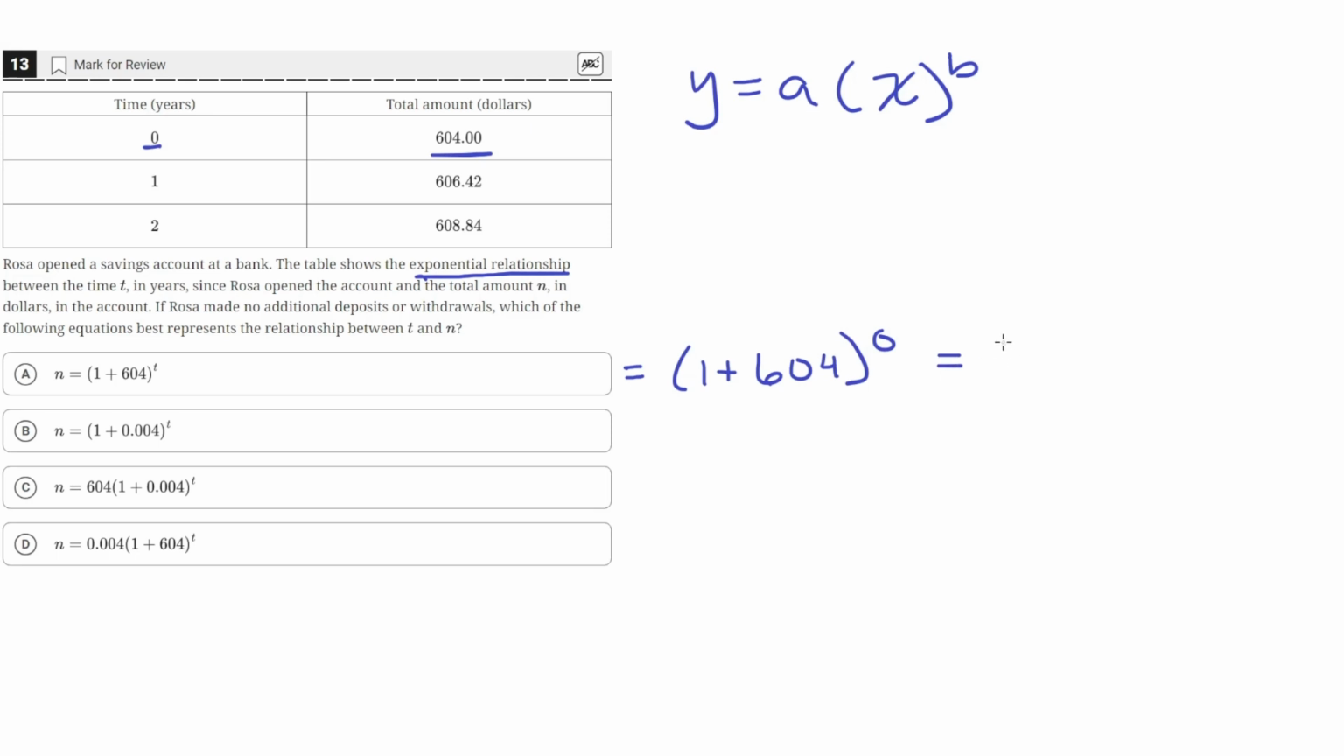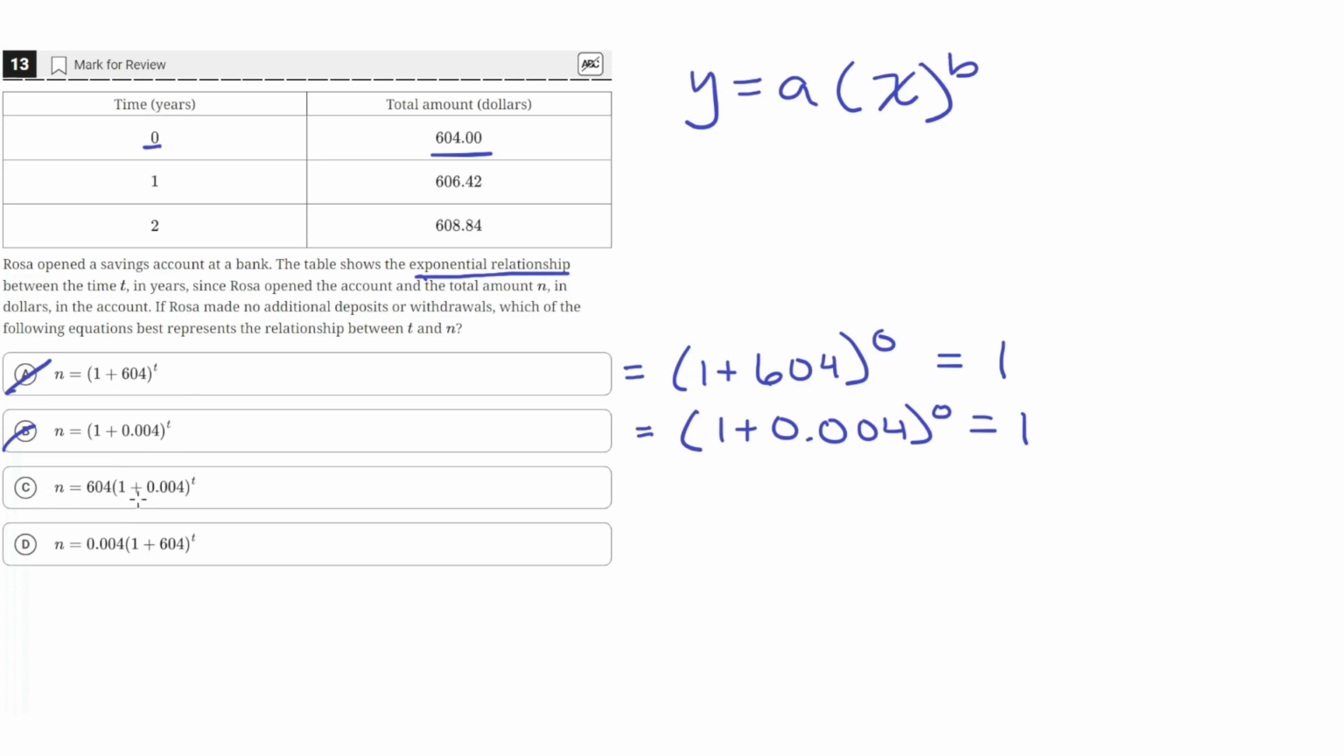which is incorrect because after 0 years, the total amount of dollars in the account should be 604, not 1. And the same for answer choice B. When we plug in 0 for time, we get 1 again, which is incorrect, so we can rule that out.